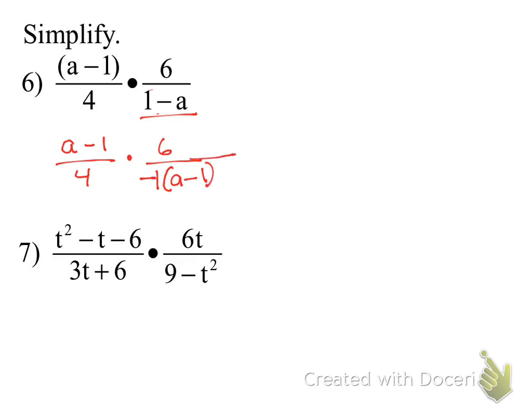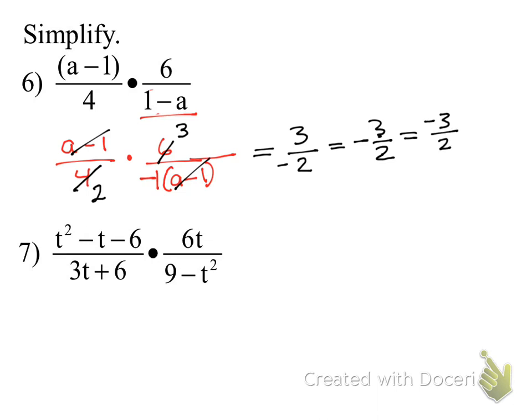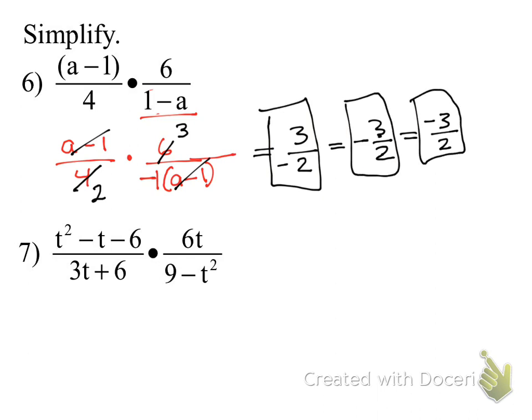So now what we have is the a minus 1 cancels, and we can take a 2 out of here, we're left with 2, and 2 out of here, we're left with 3, and so we end up with 3 over -2. Or we can write that -3 over 2. Or we can write it as -3 over +2. Any of these would be acceptable. Do you understand? It doesn't matter where the negative goes as long as we only have one of them. Why don't you guys try number 7? Go.